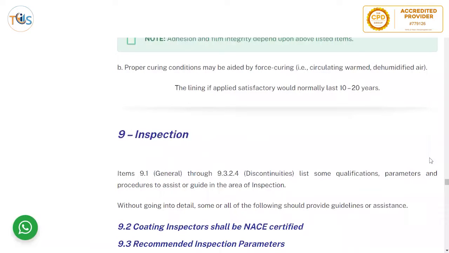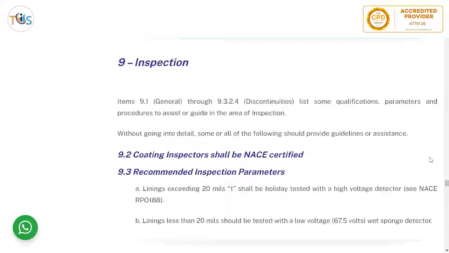Proper curing condition may be aided by forced curing, circulating warm, dehumidified, or dry air. The lining, if applied satisfactorily, would normally last 10 to 20 years. This can be a potential exam question. If a good lining is applied, what would you expect from the life of it?